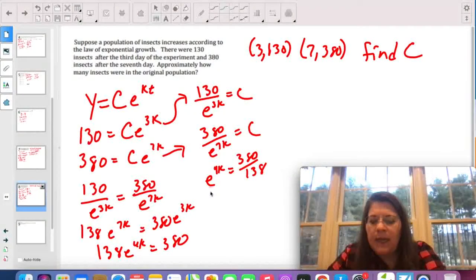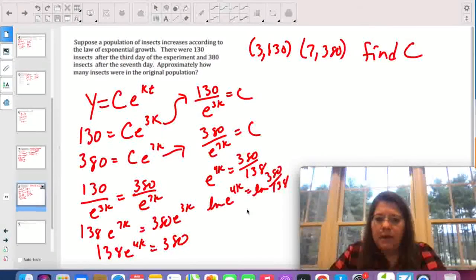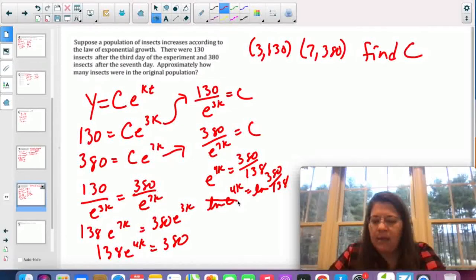Then to get rid of the e, I would put a natural log in front. And then if I take this and divide by 4, see this natural log of e cancels. So I have 4k equals natural log of 380 over 130.